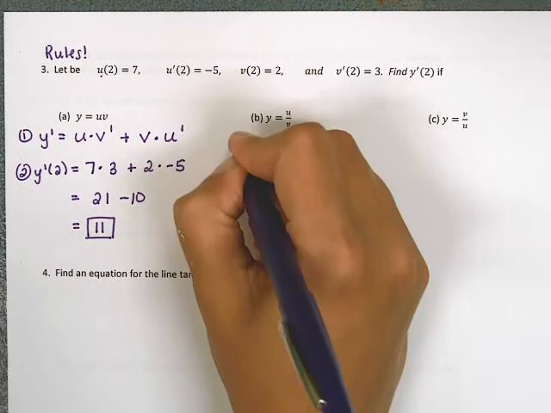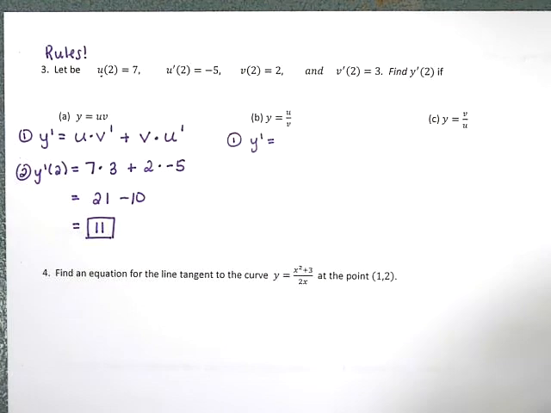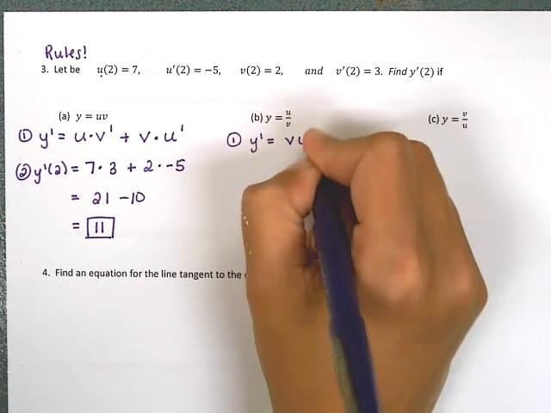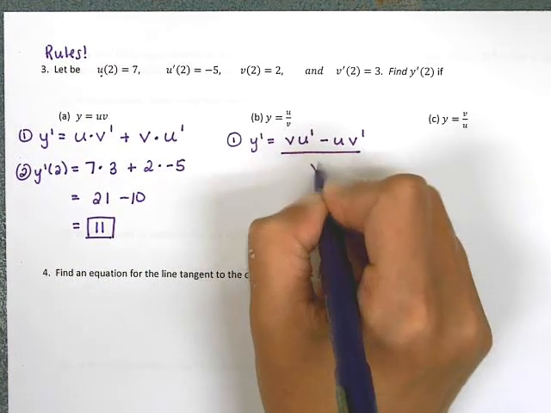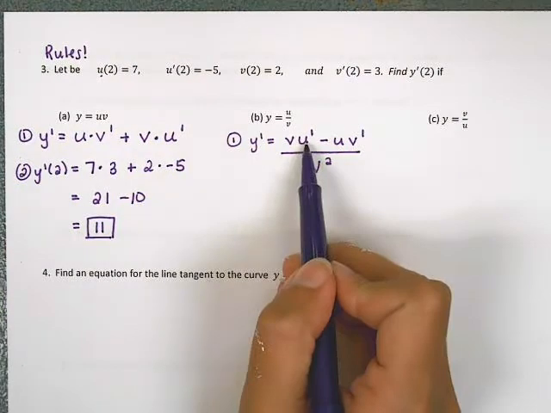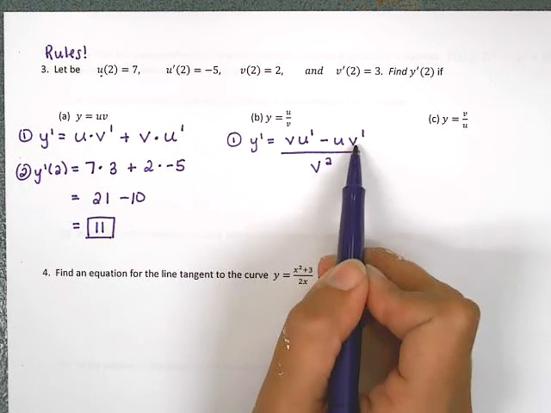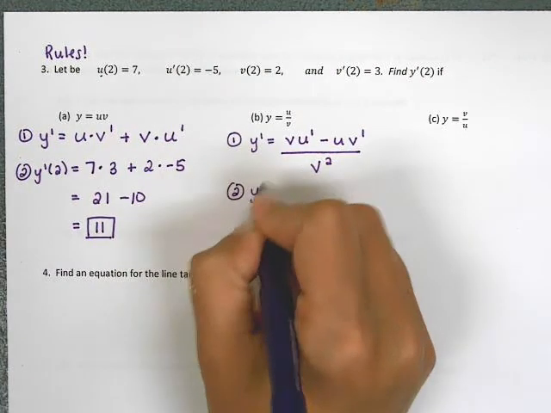For part B, first I would need to take the derivative. So the rule for division is low d high minus high d low, and low squared goes down below. Low would be v, derivative of u, minus high would be u, derivative of v, v squared goes down below. Now I'm going to plug in my numbers.